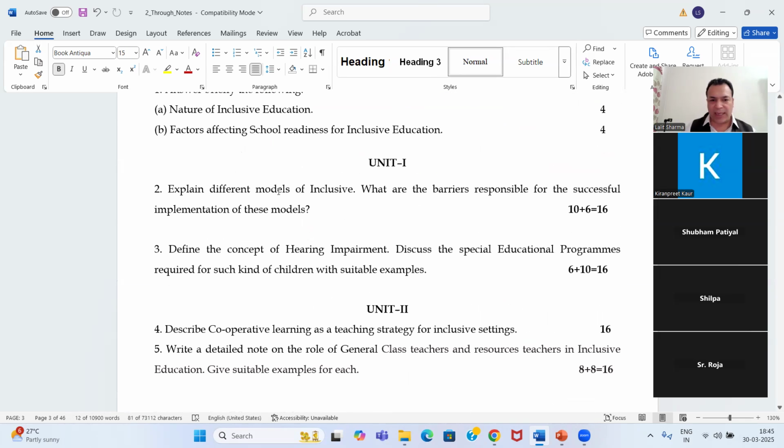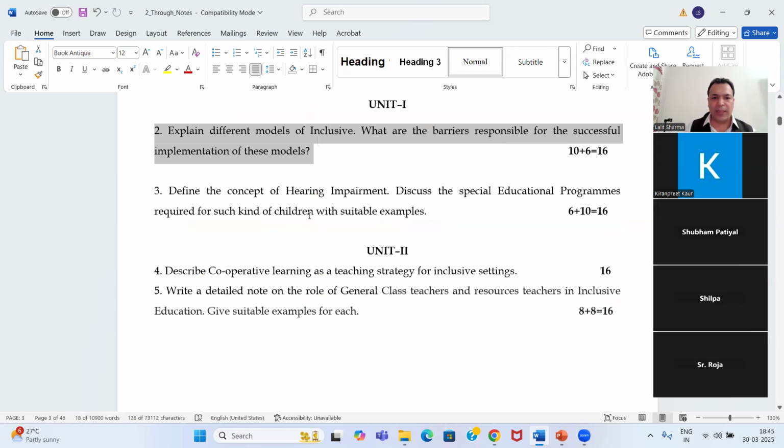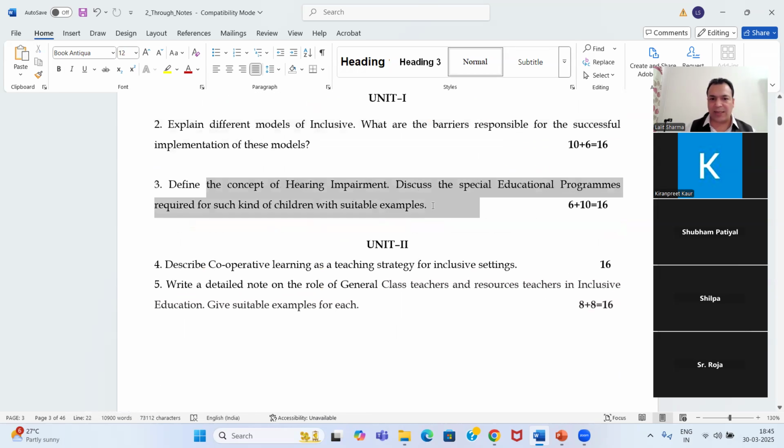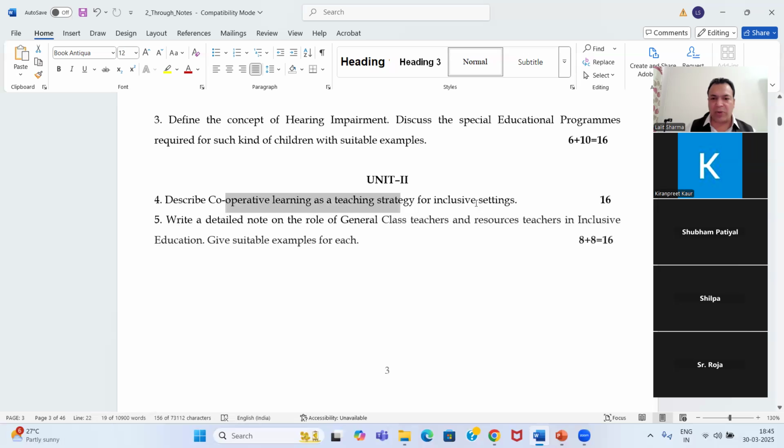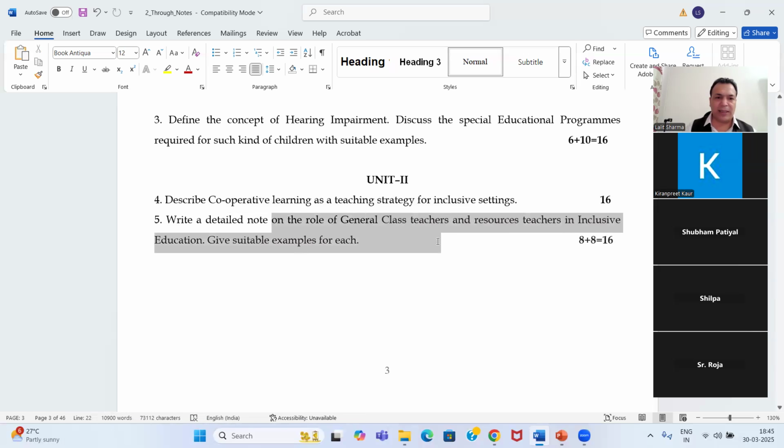Look, models have come. The same question has come. Hearing impairment question has come. Cooperative learning question has come. And this is a simple one: write a detailed note on the role of a general class teacher and resource teacher in inclusive education.